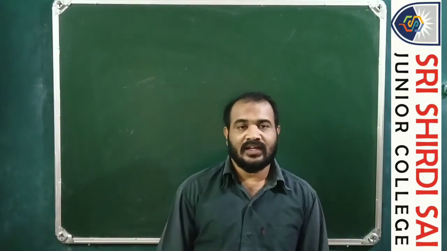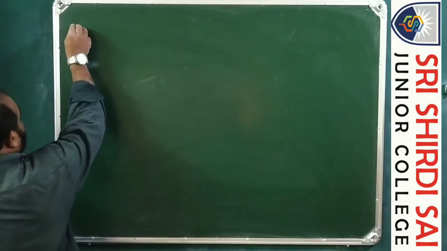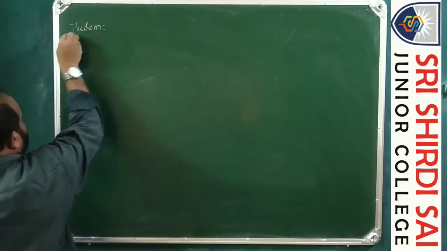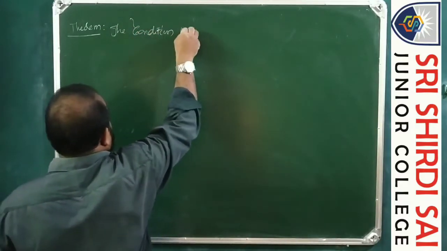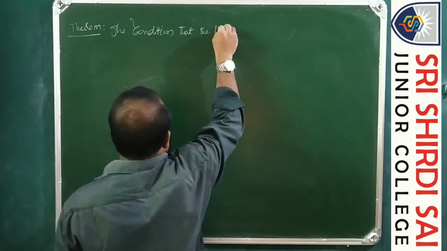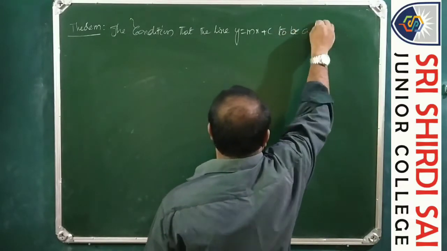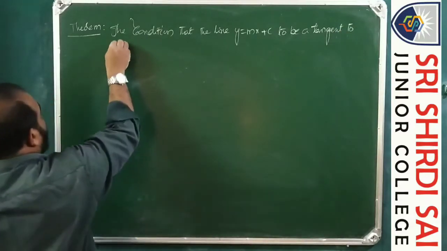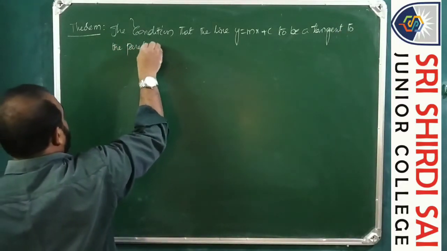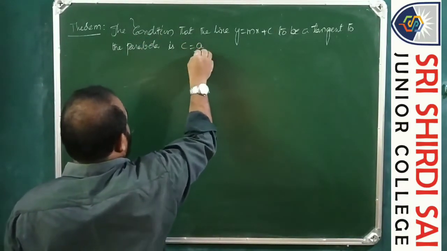Let us deduce the condition that the line y equals mx plus c is a tangent to the parabola y square equals 4ax. So, theorem: the condition that the line y equals mx plus c to be a tangent to the parabola is c equals a by m.